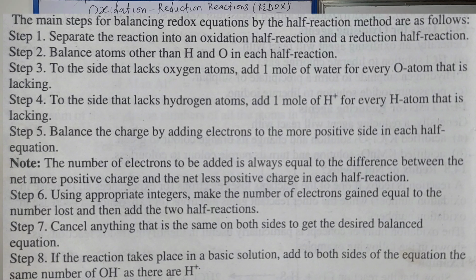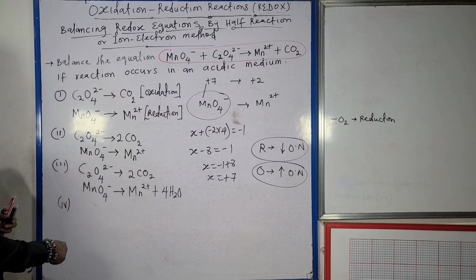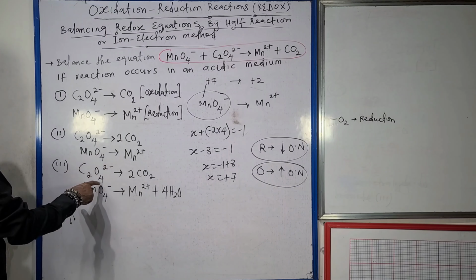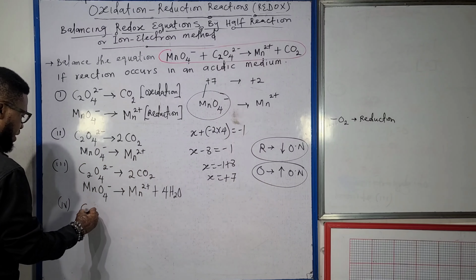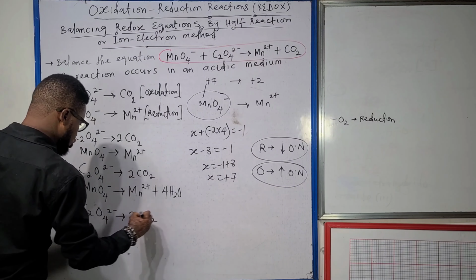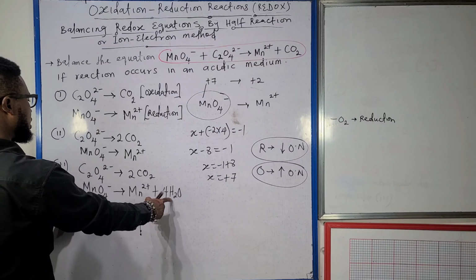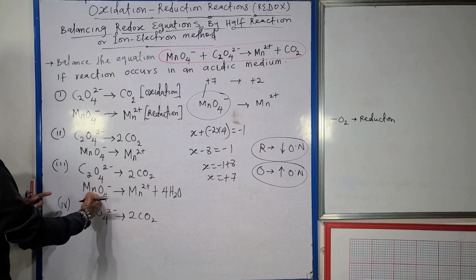Step 4 talks about balancing hydrogen. For every hydrogen atom that is lacking, we're going to add hydrogen ion to the side that lacks hydrogen. In this situation, C2O4 2 minus, the oxidation reaction does not even have hydrogen, so that is already balanced. C2O4 2 minus to give us 2CO2. But when you look at the reduction reaction there is about 8 hydrogen here. 4 times 2, 8. No hydrogen on the reactant side.